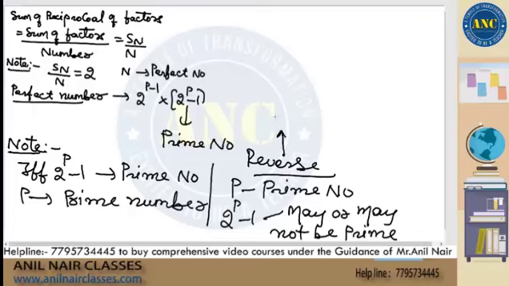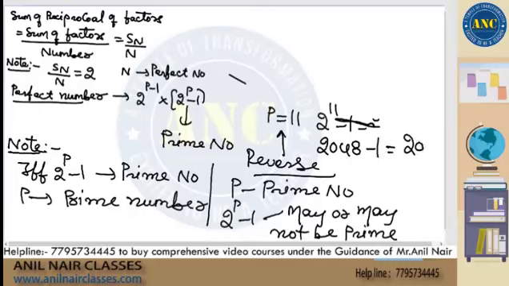For example, if p is 11, 2 power 11 minus 1, which is 2048 minus 1, 2047, is a composite number. If 2 power p minus 1 is a prime number, p will be a prime number. If p is a prime number, 2 power p minus 1 may or may not be a prime number. I hope the logic is clear.